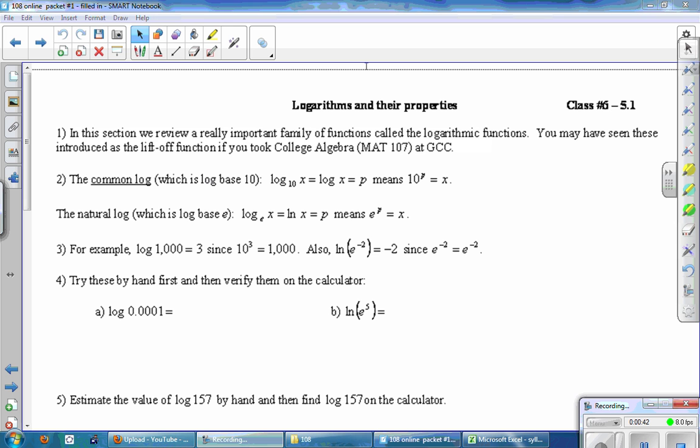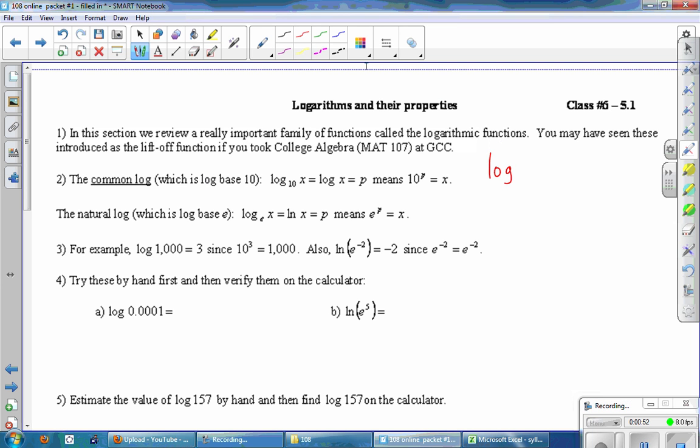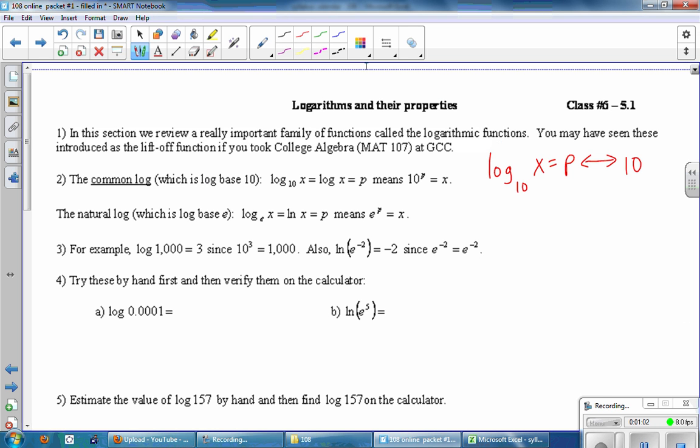Log base 10 of x equals log x equals p means 10 to the p equals x. A lot of crazy looking symbols in there, but here's what it means. If you see log base 10 of x equals p, all of those symbols together, I'll put a double arrow here because they mean the same thing as 10 raised to the p equals x. I think of this as just being kind of like a football diagram I have to follow. Take that guy down there, raise it to this power, copy the equal sign, and then write that other symbol. 10 to the p equals x.